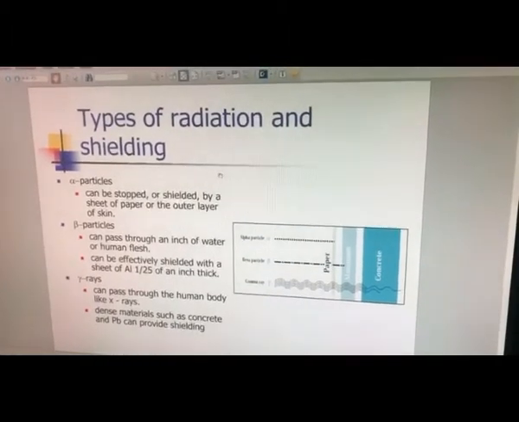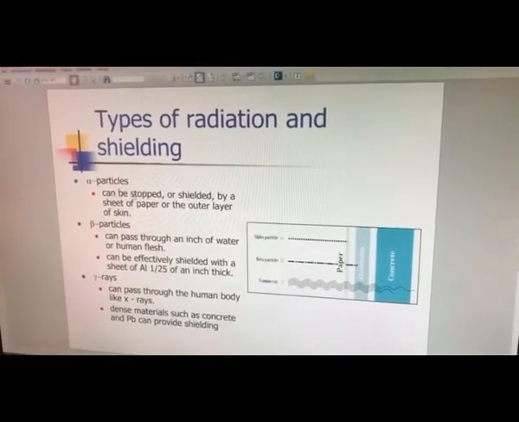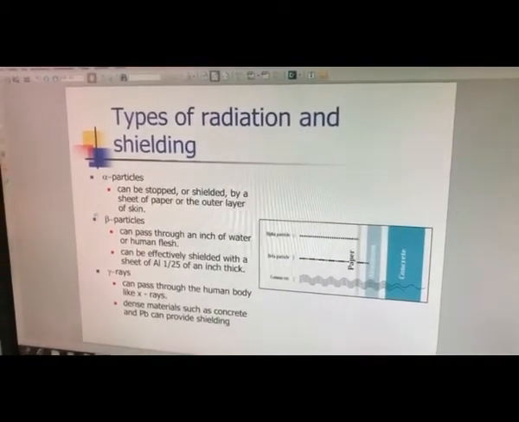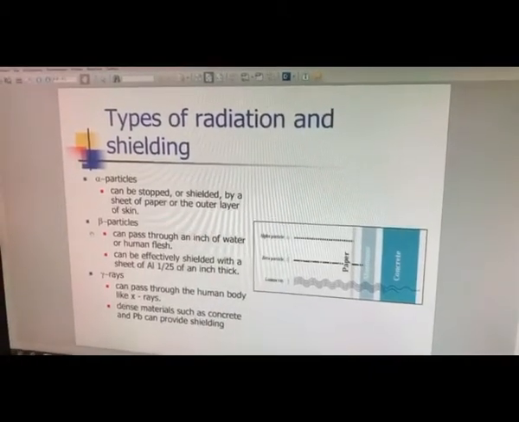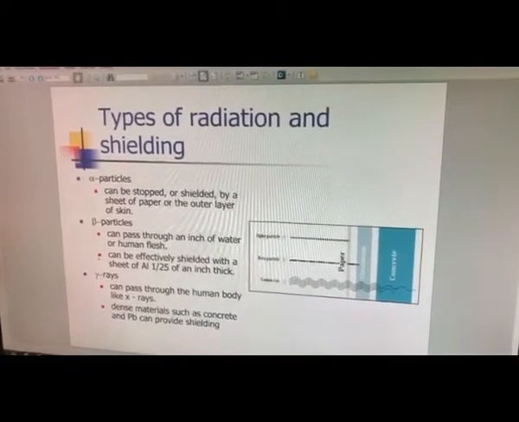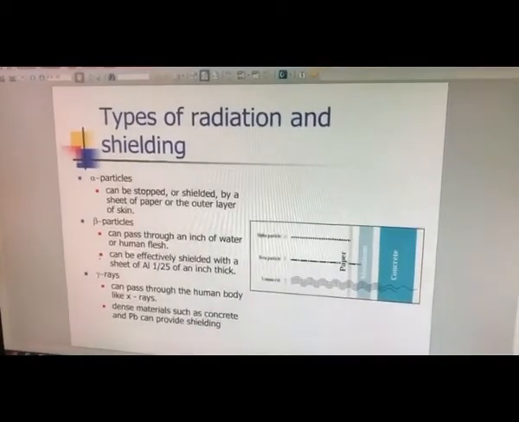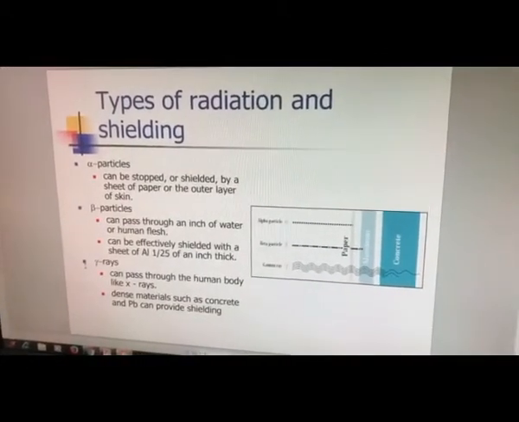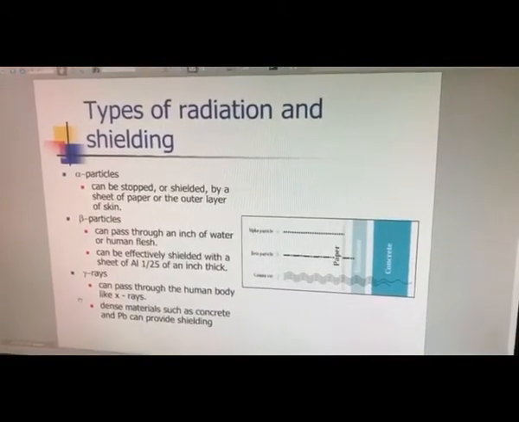So these are the types of radiation and shielding. First, alpha particles can be stopped or shielded by a sheet of paper or the outer layer of skin. Next are beta particles, which can pass through an inch of water or human flesh, and can also be effectively shielded with a sheet of aluminium 1/25 of an inch thick. Gamma rays can pass through the human body like X-rays, and dense materials such as concrete and lead can provide shielding.